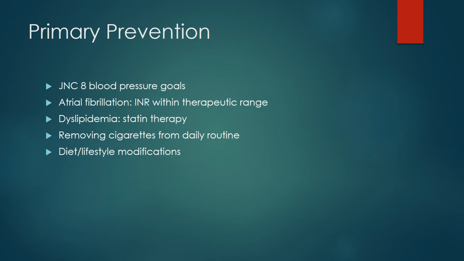For primary prevention, it's important to maintain our blood pressure goals given to us by JNC8. Increasing pressure, especially in the smaller vessels of the brain, are more likely to clot or hemorrhage. So those goals set to us by JNC8 being less than 140/90 for blood pressure, except for a few special populations, which are less than 130/80.